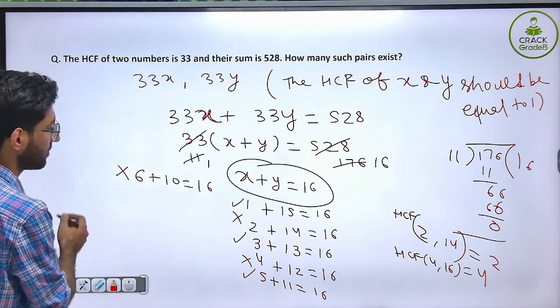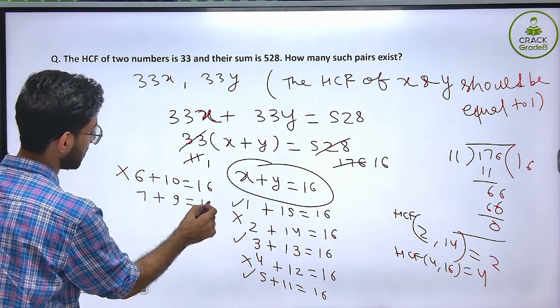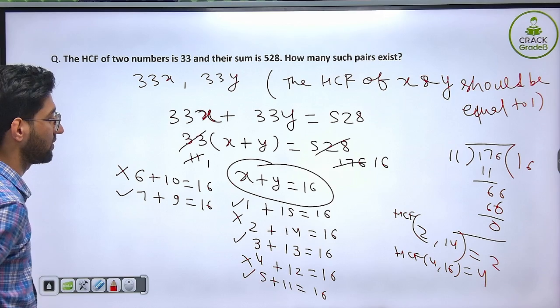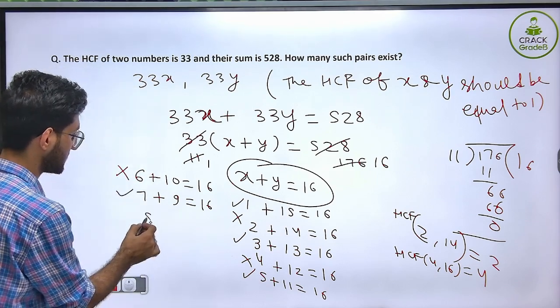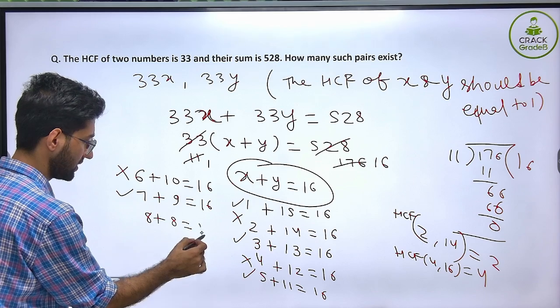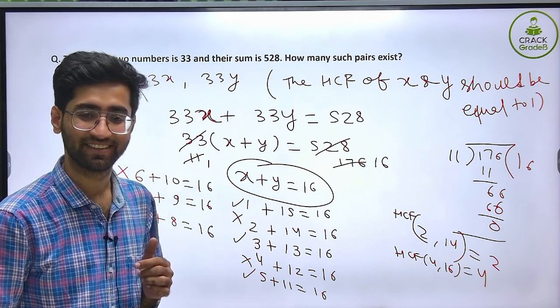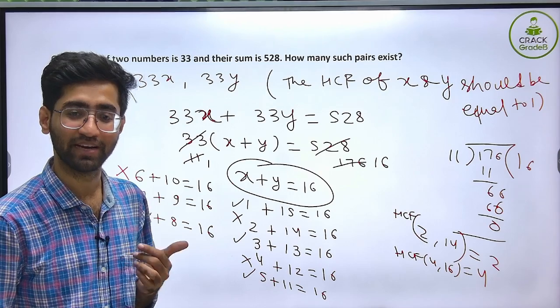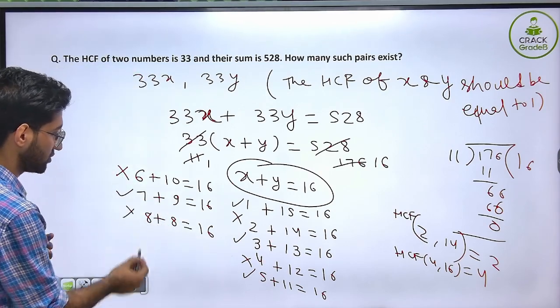Right? Now can you write it as 7 plus 9 equal to 16? Yeah. The HCF of 7 and 9 is 1. Can you write it as 8 plus 8 is 16? Yeah, you can write it. But the HCF of 8 and 8 is 8. So how can you accept? 8 plus 8, you can't accept.